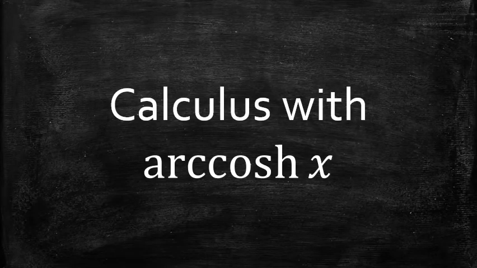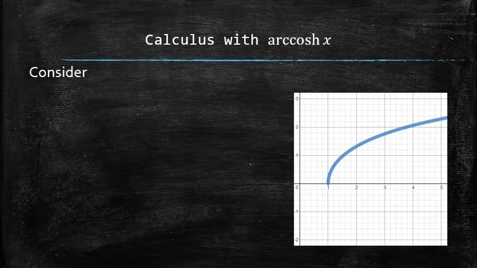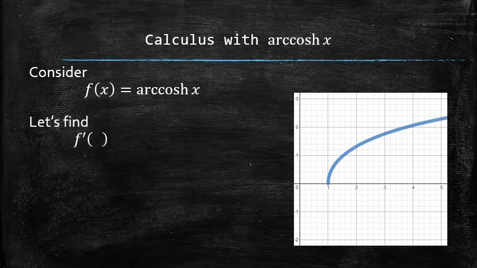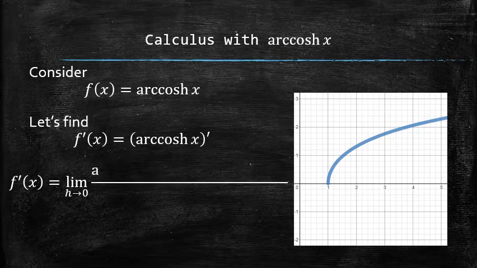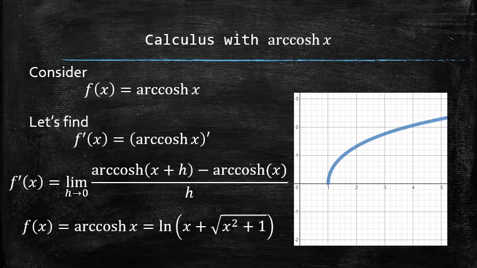Next, we will discuss how to do calculus with the hyperbolic arc cosine function. Let's consider the hyperbolic arc cosine function and let's find its derivative. Of course, we can use the limit definition of the derivative, however, we get stuck quick. But let's not forget the alternative definition of the hyperbolic arc cosine function.